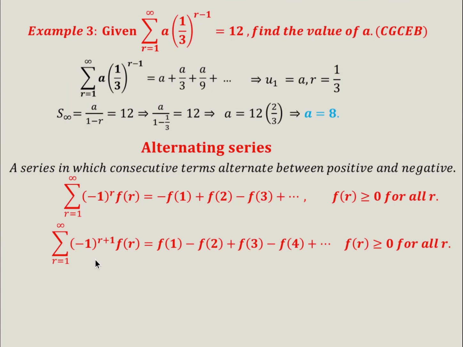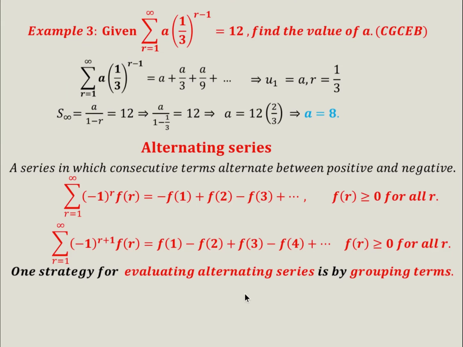We also have this other case, summation from r equals 1 to infinity of negative 1 to the r plus 1. You can see again the role that negative 1 raised to a power is playing in generating the series that is alternating. We note that when the position of the term is odd, the term would be positive, and when the position is even, the term would be negative. At this point, you note that one strategy you can use in evaluating alternating series is by grouping the terms.